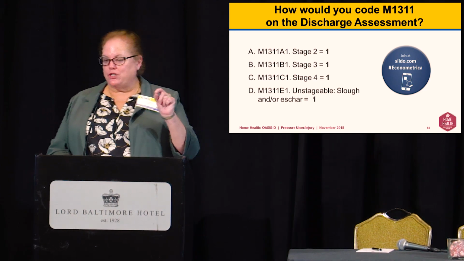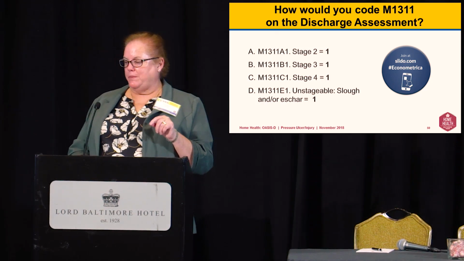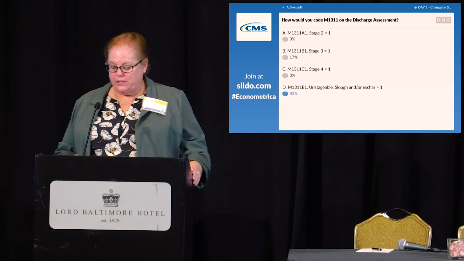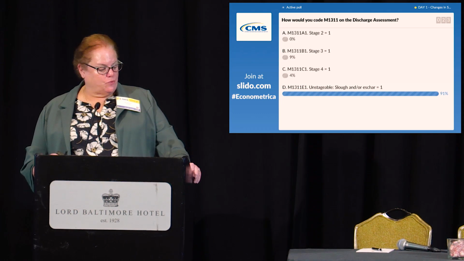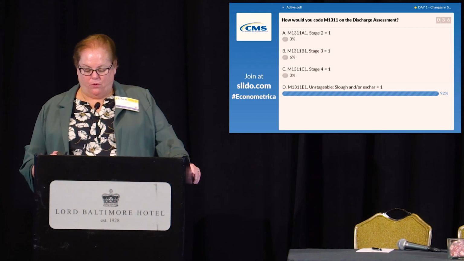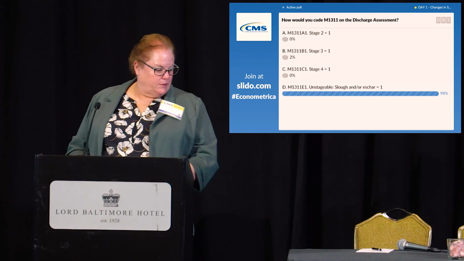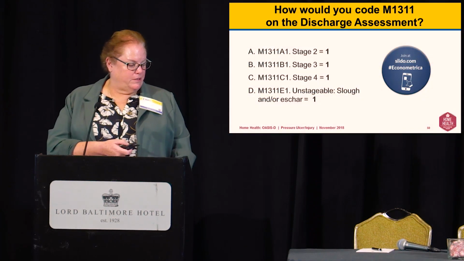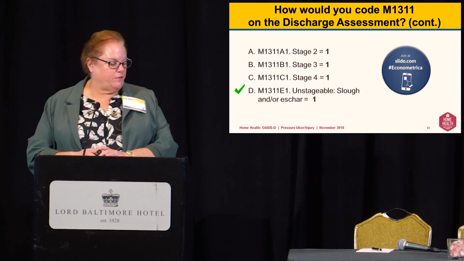So now, same patient. How would you code M1311 on the discharge assessment? So this is the discharge assessment. So M1311A1, stage 2, 1. In M1311B1, the stage 3 equals 1, or stage 4 equals 1, which is answer C, or D, unstageable, slough, or eschar equals a 1. And let's see what the answer is. And everyone got this one correct, unstageable, slough, or eschar.